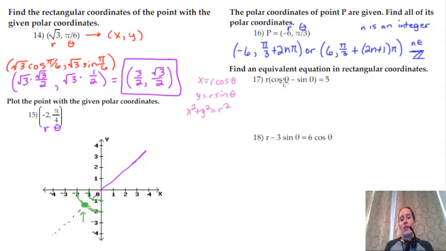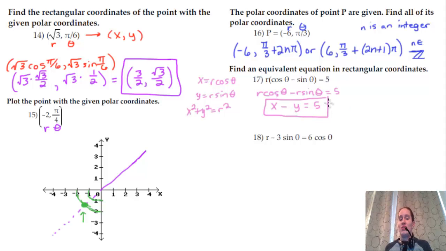And in this problem on 17, if I distribute the r, some of those relationships show up, so I should go ahead and do that. Now r cosine theta I can replace with x, r sine theta I can replace with y. That equals 5. So like I said, this technically is a pretty good answer. It would be just as good if we solved it for y, but we don't necessarily have to. That wasn't mentioned anywhere in here. It just kind of is a preference sort of thing.